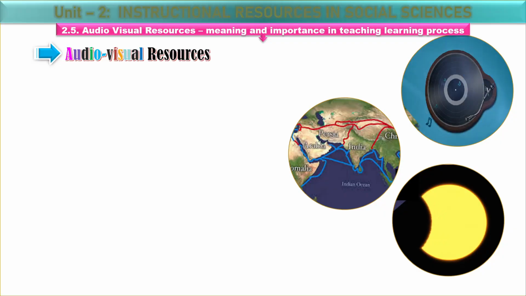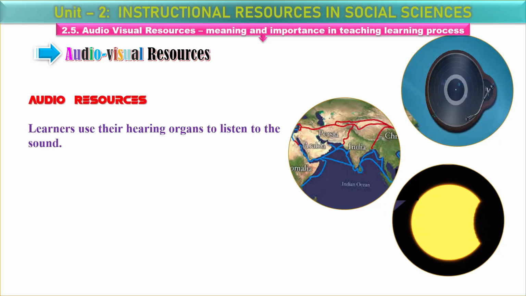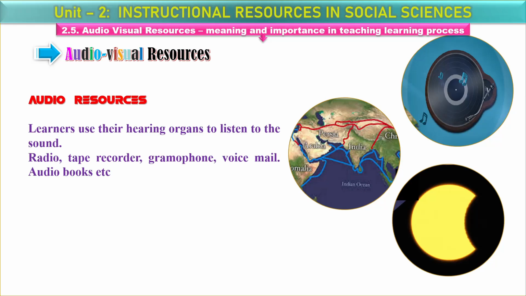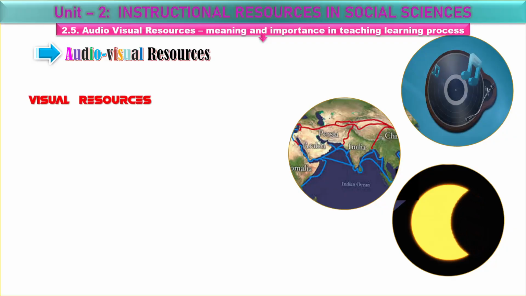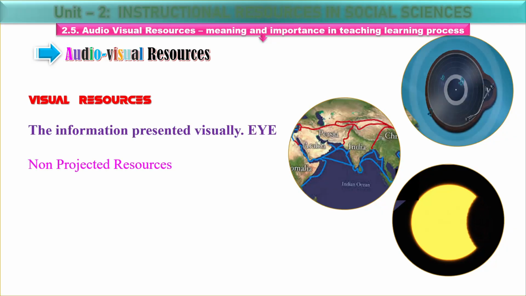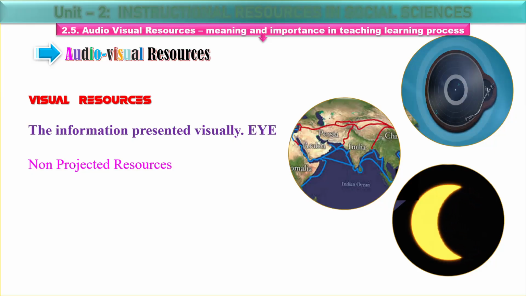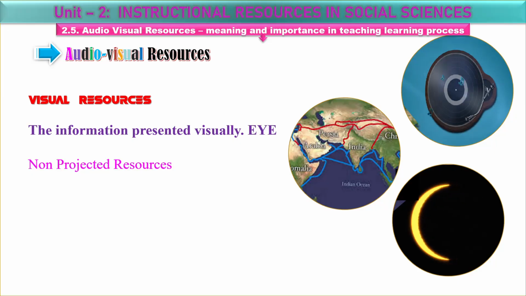What are audio aids? They are what we listen to, so our ear works. Examples to give: radio, tape recorder, gramophone. Visual examples, if we have to give, we have charts, graphs, maps, bulletin boards, we have slides, we have a blackboard. So they all come under visual aids.